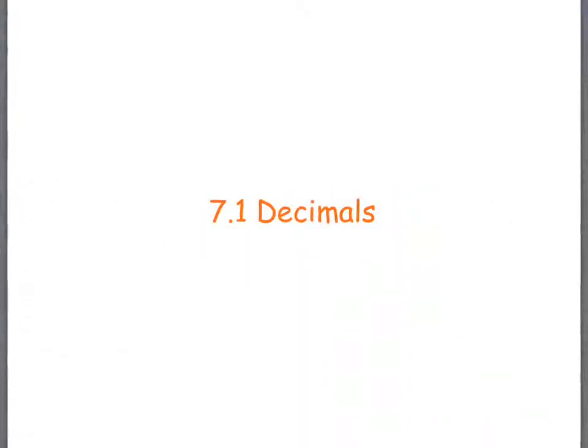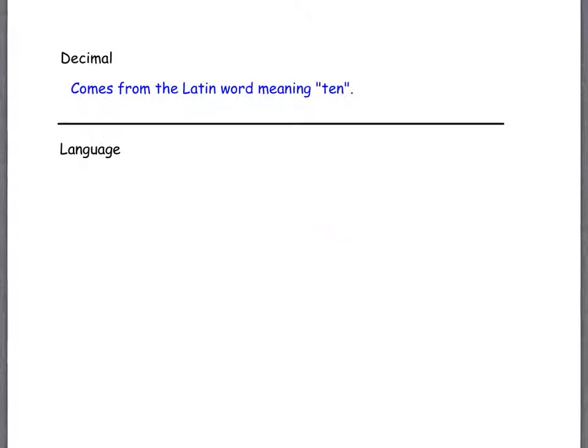7.1, the section you guys were just aching to get to because you were tired of working with fractions. We're going to start talking about some decimals. All right, sound good? First of all, decimal comes from the Latin word meaning 10, D-E-C, so that part of it comes from the word 10.